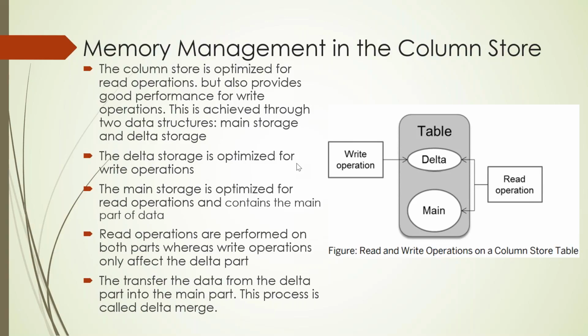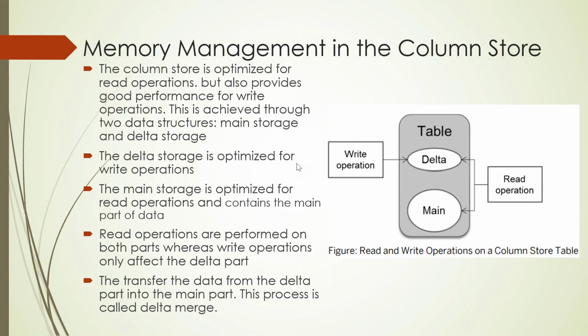That is the main storage and the delta storage. So I'll repeat again. Column store is optimized for the read operations, but also provides a good performance for the write operations. This is achieved through two data structures called main storage and delta storage. So what is the delta storage? Delta storage is optimized for the write operations, and the main storage is optimized for the read operation and contains the main part of the data.